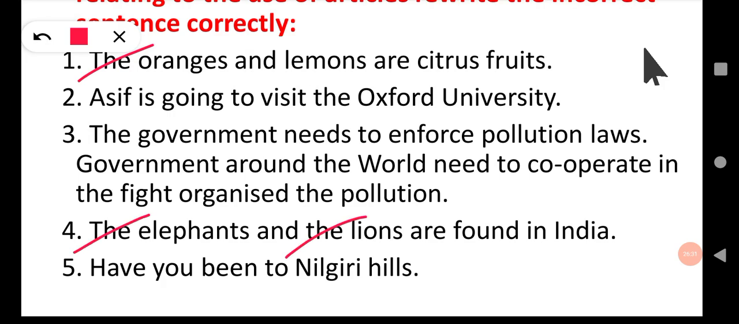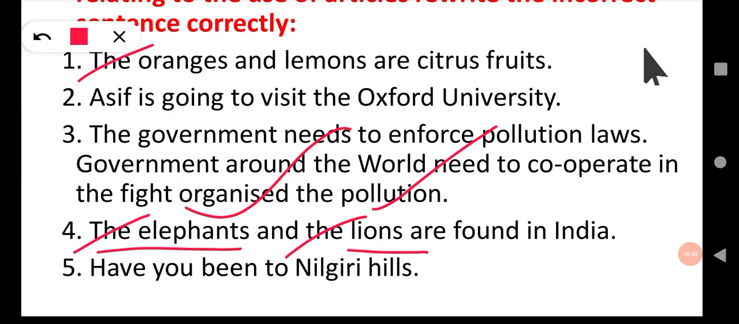Next one, fourth one, "The elephants and the lions are found in India." "Elephants and lions are found in India" directly. You need not use "the" elephants. If you use "the elephants," which type of elephants? White elephants, black elephants? "The lions," which type? Not particular. These are general words, right? So "Elephants and lions are found in India."